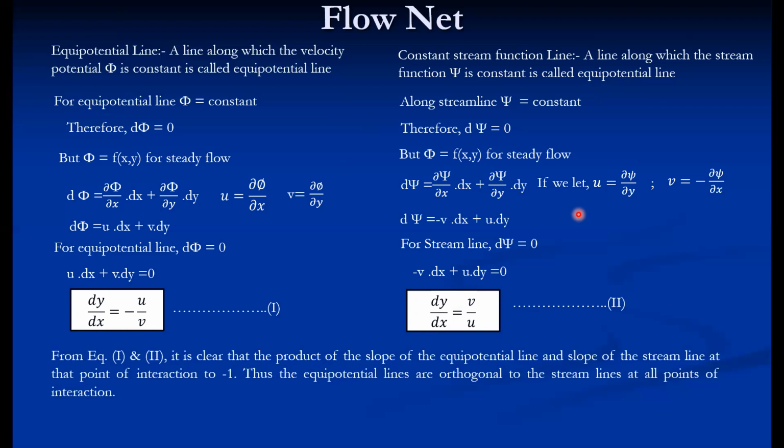Now, from equations 1 and 2, it is clear that the product of the slope of the equipotential line and the slope of the streamline at the point of intersection is equal to minus 1. Thus, the equipotential line and the streamline are orthogonal at all points of intersection. So sometimes the proof can be asked.